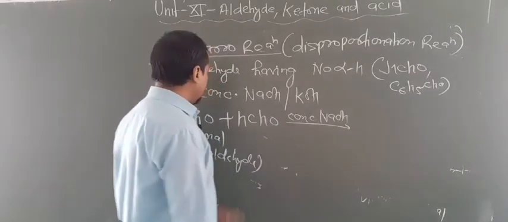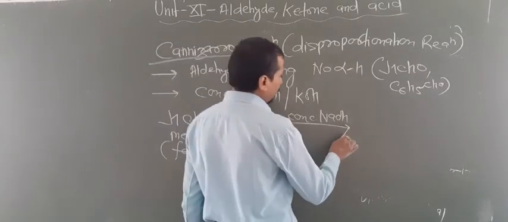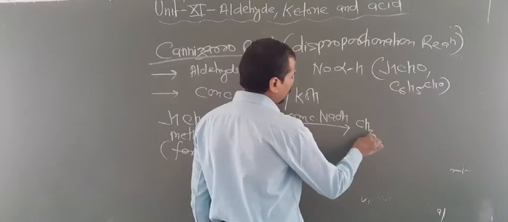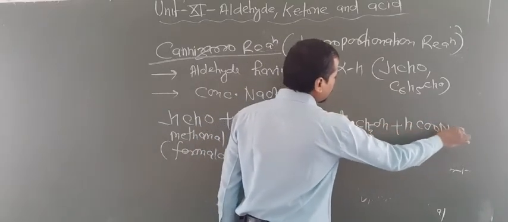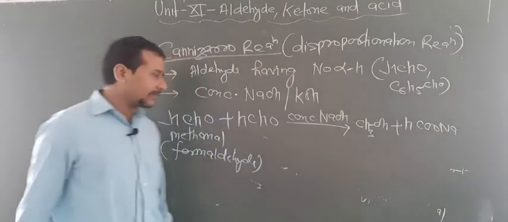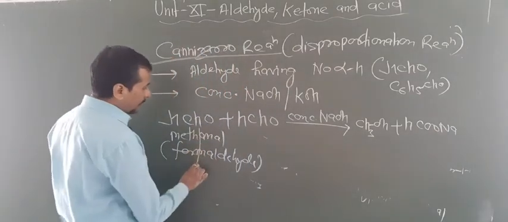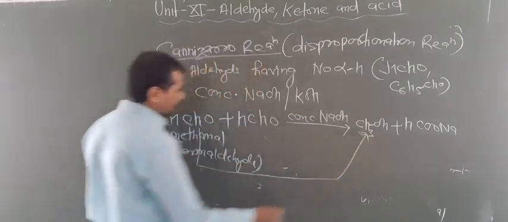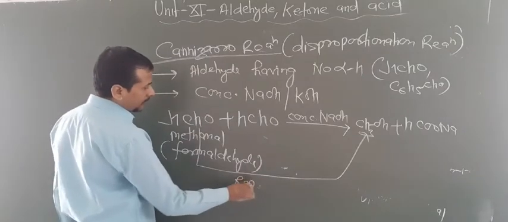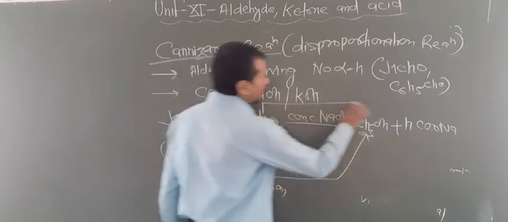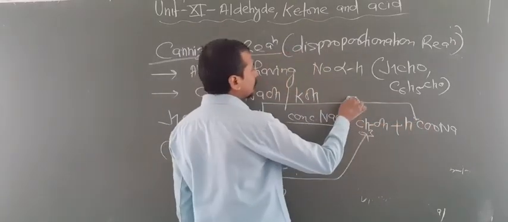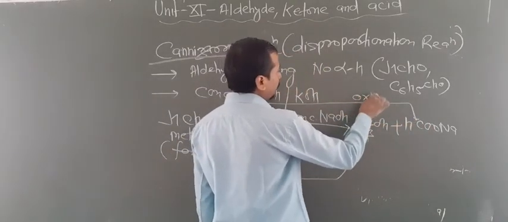So now you have to oxidize one formaldehyde and reduce one formaldehyde. One formaldehyde forms a carboxylic acid salt. So look here, one formaldehyde is reduced to methyl alcohol, so this is known as reduction, and this formaldehyde converts into the acid salt, so this is known as oxidation.